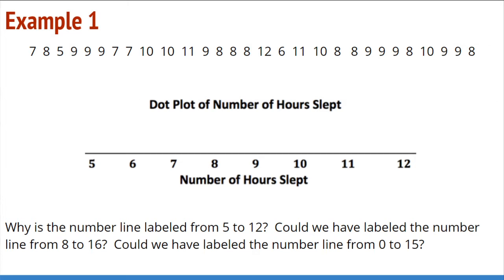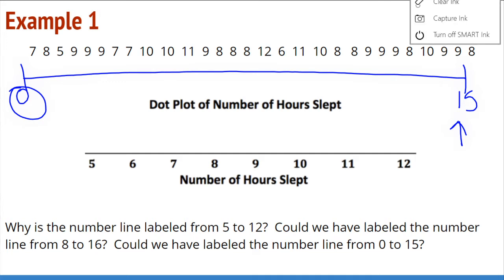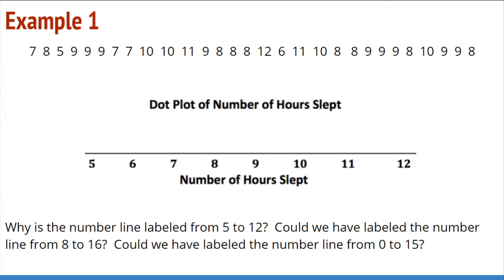One advantage of going from 0 to 15 is if we added more people to our survey and we found out that there are some people who sleep no hours any night, we'd have a spot for them. If we found out that there are some people who sleep 15 hours, we would have a spot for them. But those seem to be unlikely. But we could have labeled from 0 to 15.